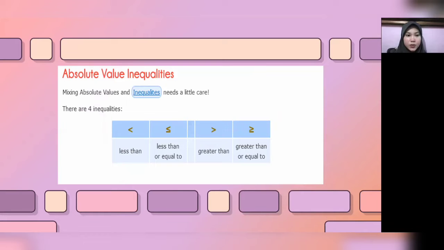Absolute value inequality. Mixing absolute value and inequality needs a little care. There are 4 inequalities: less than or equal to, greater than or equal to.